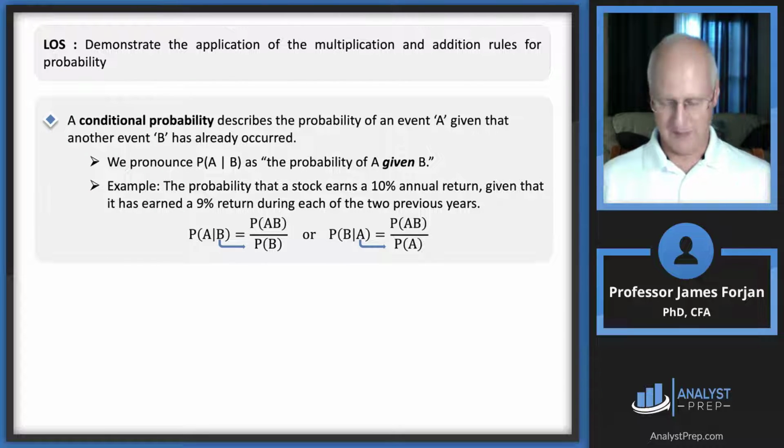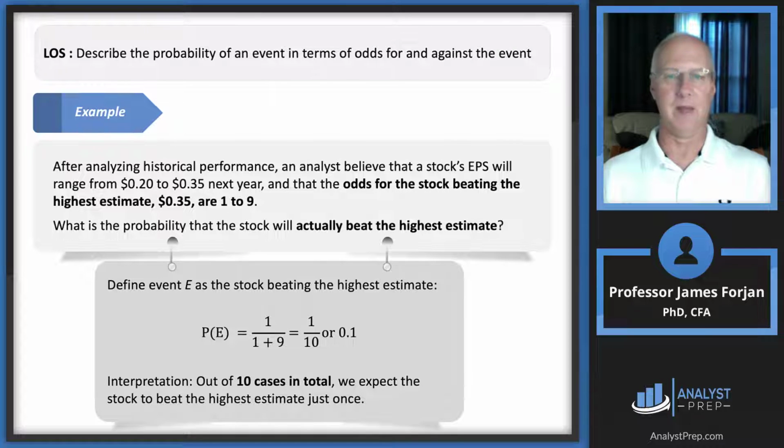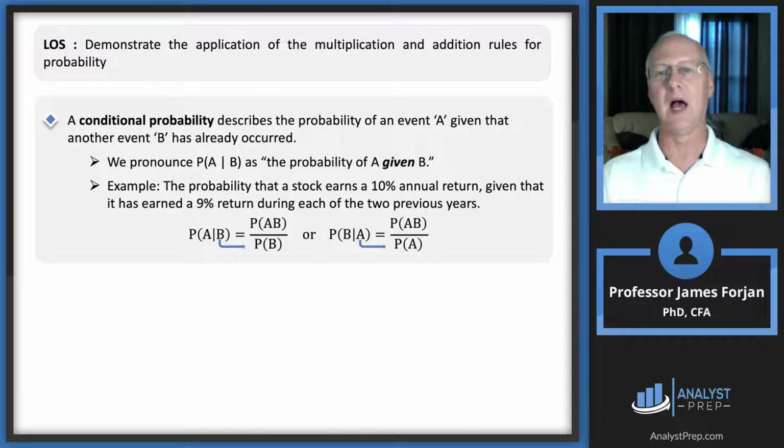How about a conditional probability? Back here we just had some basic information. But now let's suppose that we have some extra information. And that's what a conditional probability does for us. It describes the probability of an event given that something else has already occurred.